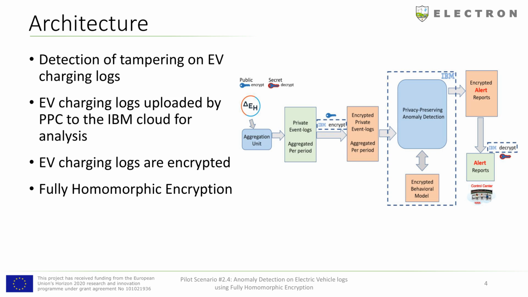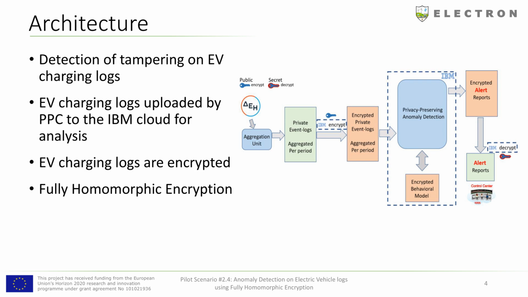To deal with the potential tampering of EV charging data, a privacy-preserving anomaly detection solution is applied by ELECTRON. In more detail, PPC, which is the charging station operator, submits periodically EV charging transaction logs to IBM for analysis. After encrypting the logs, they undergo analysis by the fully homomorphic encryption, or FHE, anomaly detection module of IBM for potential tampering, utilizing the autoregressive integrated moving average method.